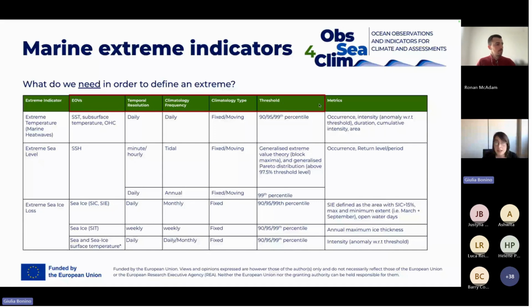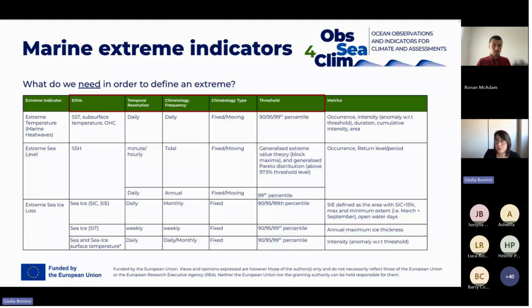We need a variable to build our index. Then we need a climatology, which can have a different temporal resolution or frequency. And we also need a threshold that is usually based on a percentile, but this also depends on the extreme. The impact is not necessary to define an extreme, but we need the indicator to detect the impact and try to solve it.